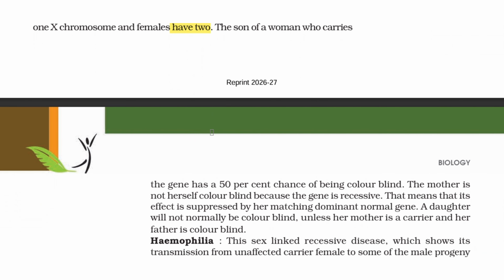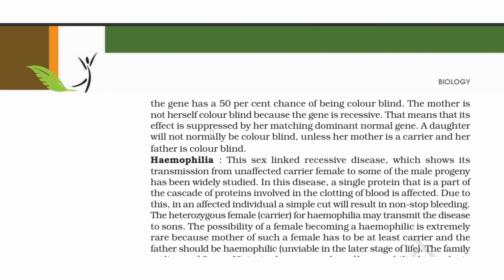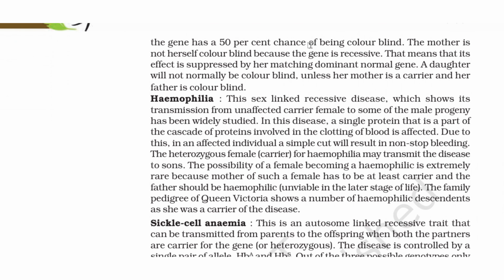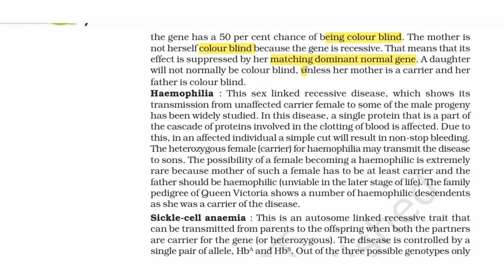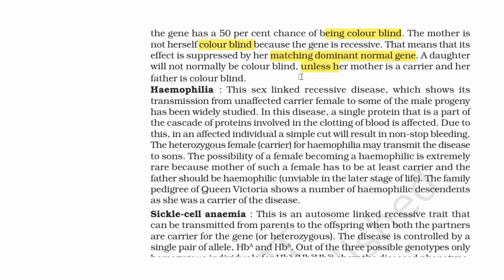The son of a woman who carries the gene has a 50% chance of being colorblind. The mother is not herself colorblind because the gene is recessive. That means that its effect is suppressed by her matching dominant normal gene. A daughter will not normally be colorblind unless her mother is a carrier and her father is colorblind.